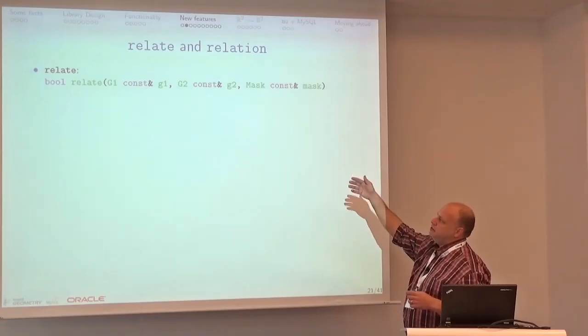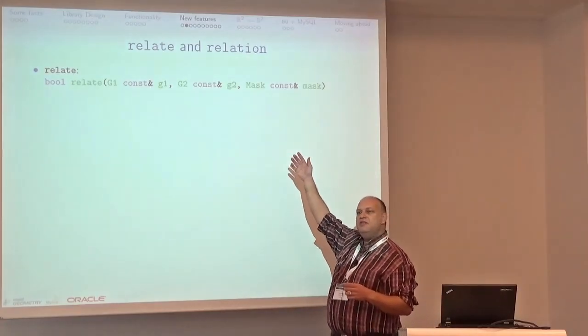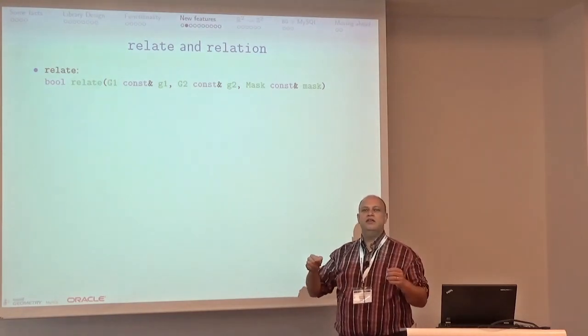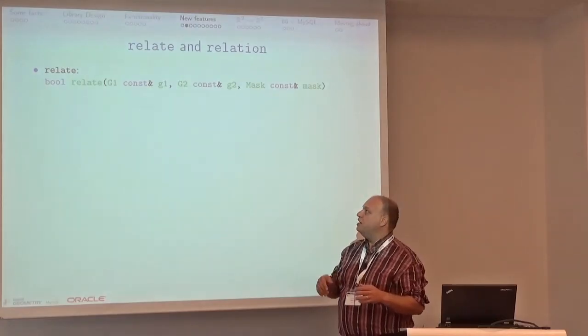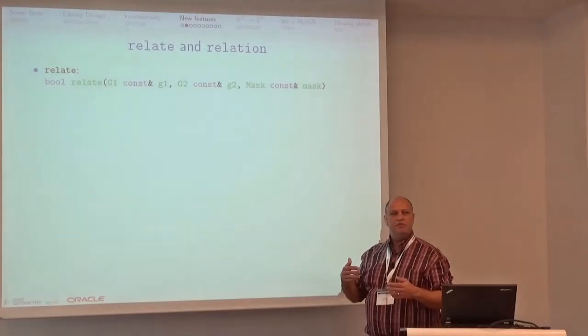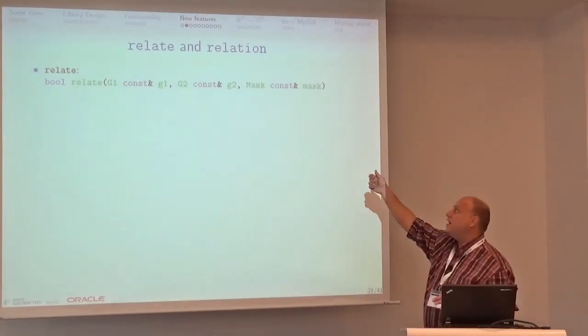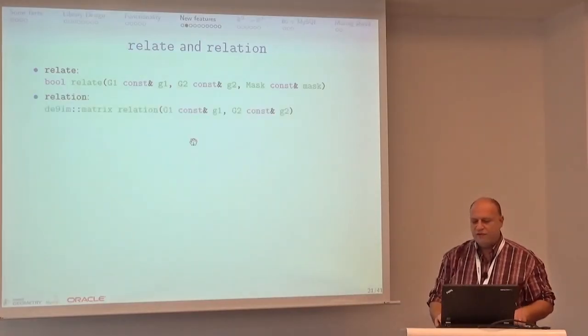It basically says, let me get this geometry G1, let me get this geometry G2, let me take a mask, which is basically this 9-character string that says what are the relationships between the geometries, and it returns true or false depending on whether the two geometries that I've plugged into the algorithm satisfy the mask that I've plugged in there. Okay?